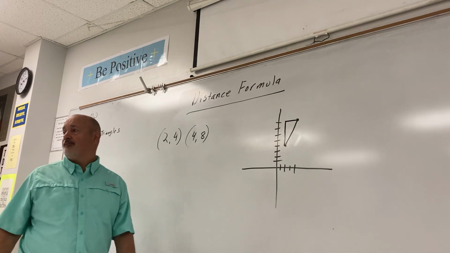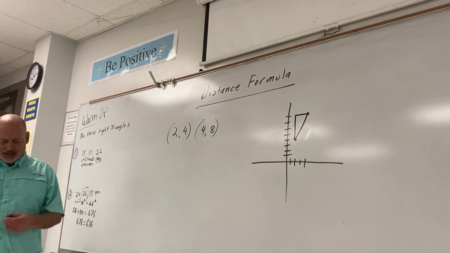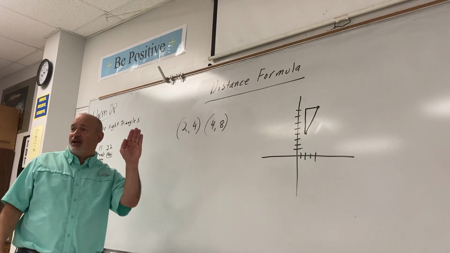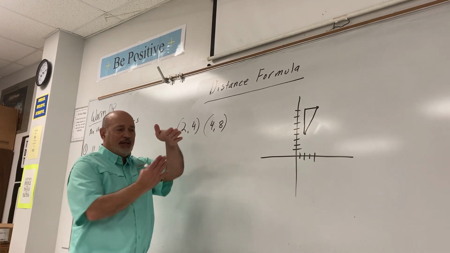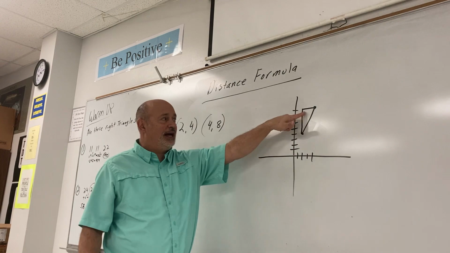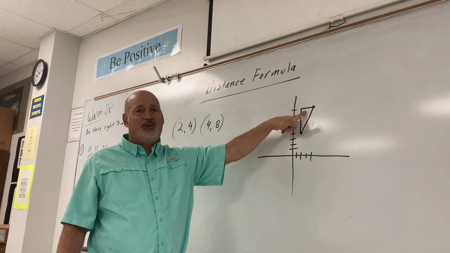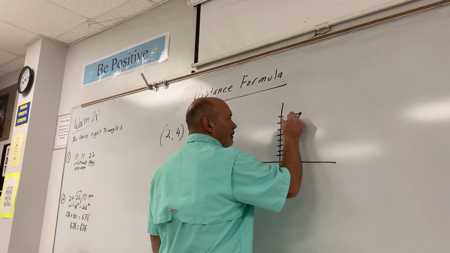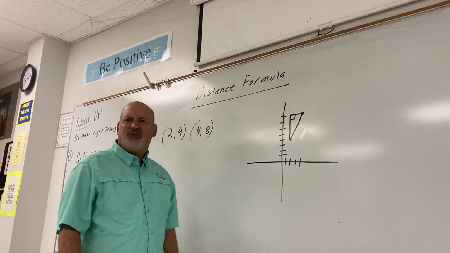What kind of triangle? How do we know it's right? Well, since I went straight up and straight over, those 2 lines are perpendicular. There is a 90 right here. Are you with me? We don't have to prove it. They don't have to say it. It's there.